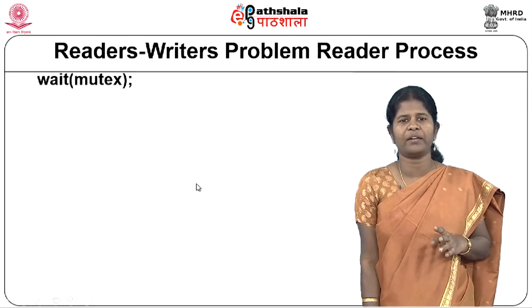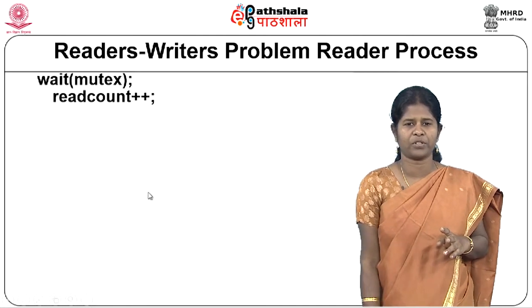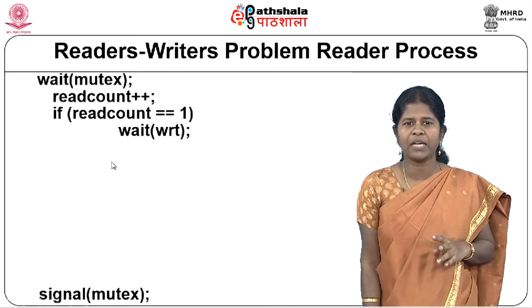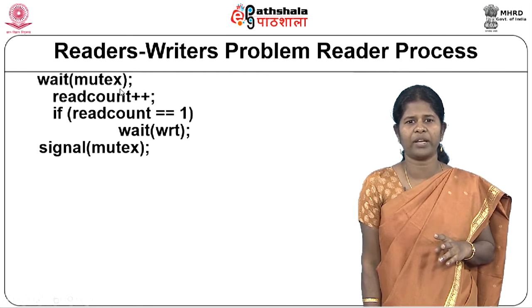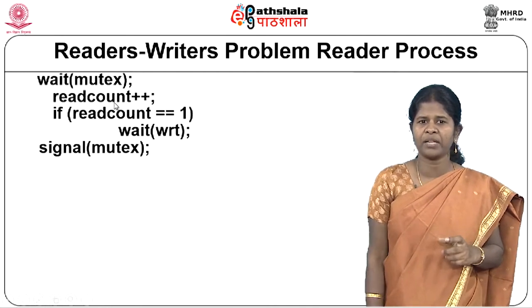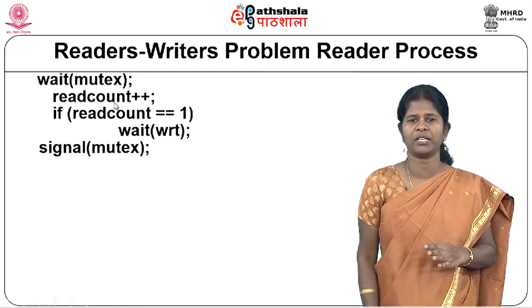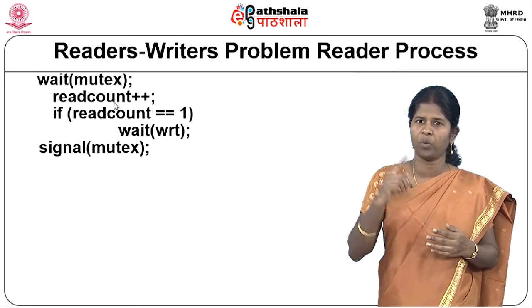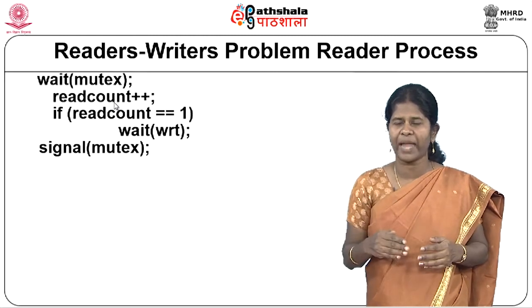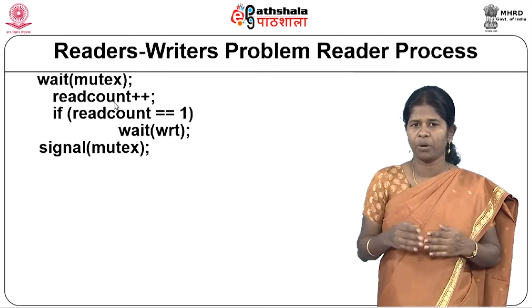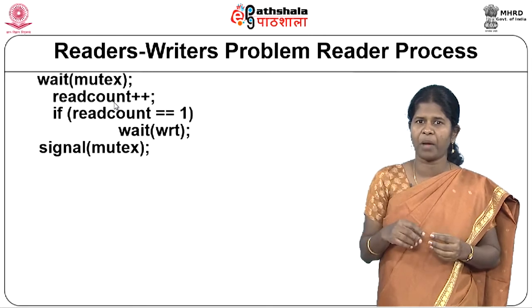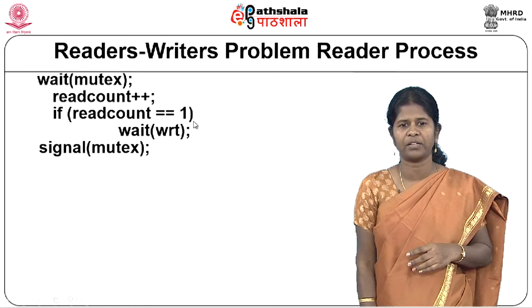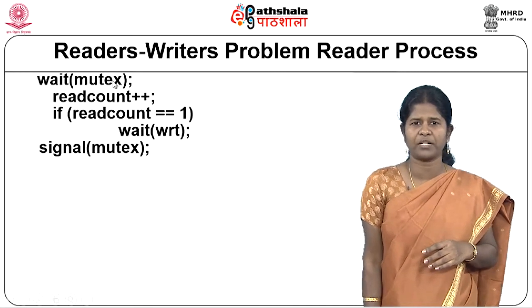Now, we look at the code for the reader process, the algorithm. The reader process maintains a variable called read count, which keeps the number of reader processes currently reading from the file. As I told you earlier, there can be more than one reader process accessing the file at a particular time. So, you need to remember how many reader processes are currently accessing the file. For that, this read count is maintained.